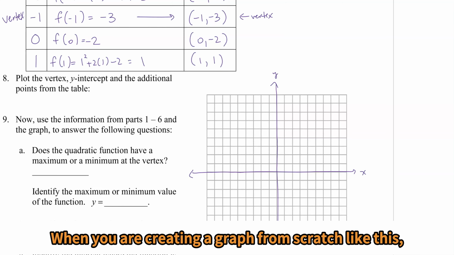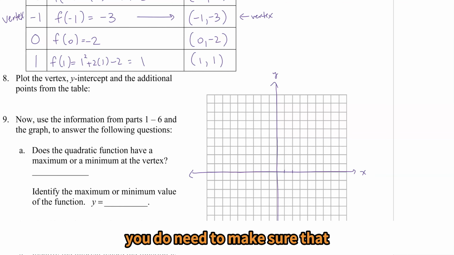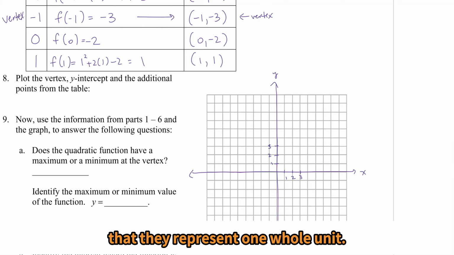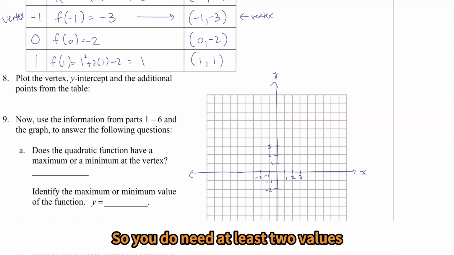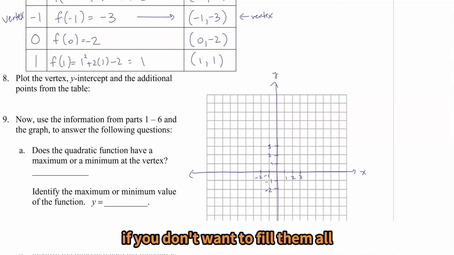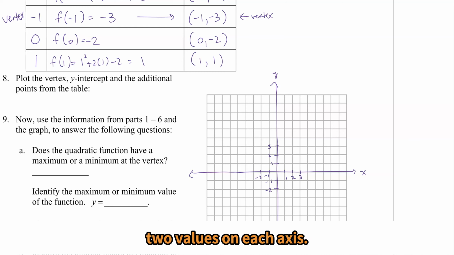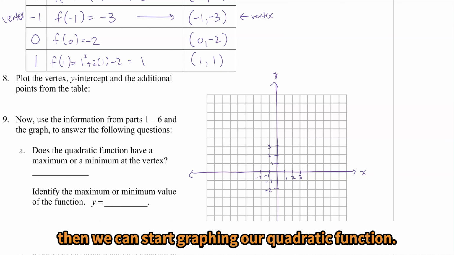When you are creating a graph from scratch like this, you do need to make sure that whoever's looking at your graph understands what the boxes represent, that they represent one whole unit. So you do need at least 2 values, if you don't want to fill them all out, 2 values on the x-axis and 2 values on the y. I do have 5 on both of mine. Just know that you need, at a minimum for my class, 2 values on each axis, okay?